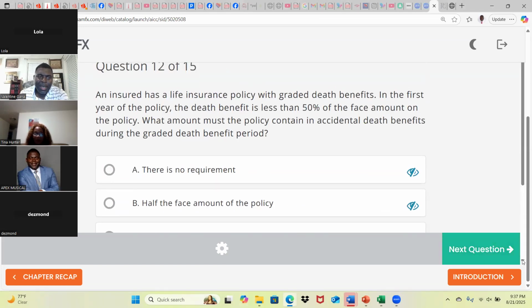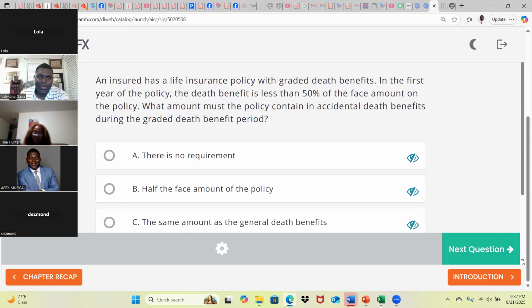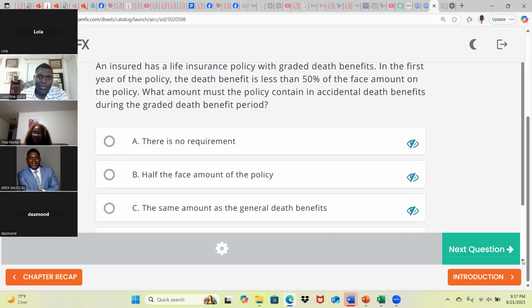12 of 15. Ebukun Nolowa, you want to read this one? Okay. An insured has a life insurance policy with graded death benefits. In the first year of the policy, the death benefit is less than 50% of the face amount on the policy. What amount must the policy contain in accidental death benefit during the graded death benefit period?